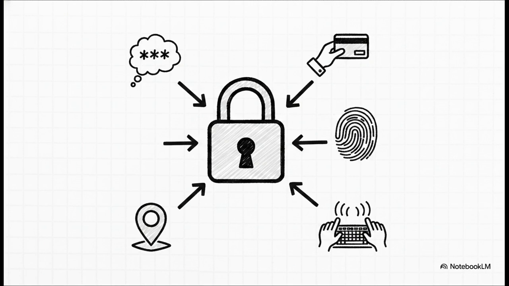So how do we actually prove authenticity? We do it through 5 key authentication factors. It can be something you know, like a password or a PIN, something you have, like a smart card or security token, something you are, like a fingerprint or facial recognition, something you do, like your unique typing rhythm, or somewhere you are, like a trusted GPS location.